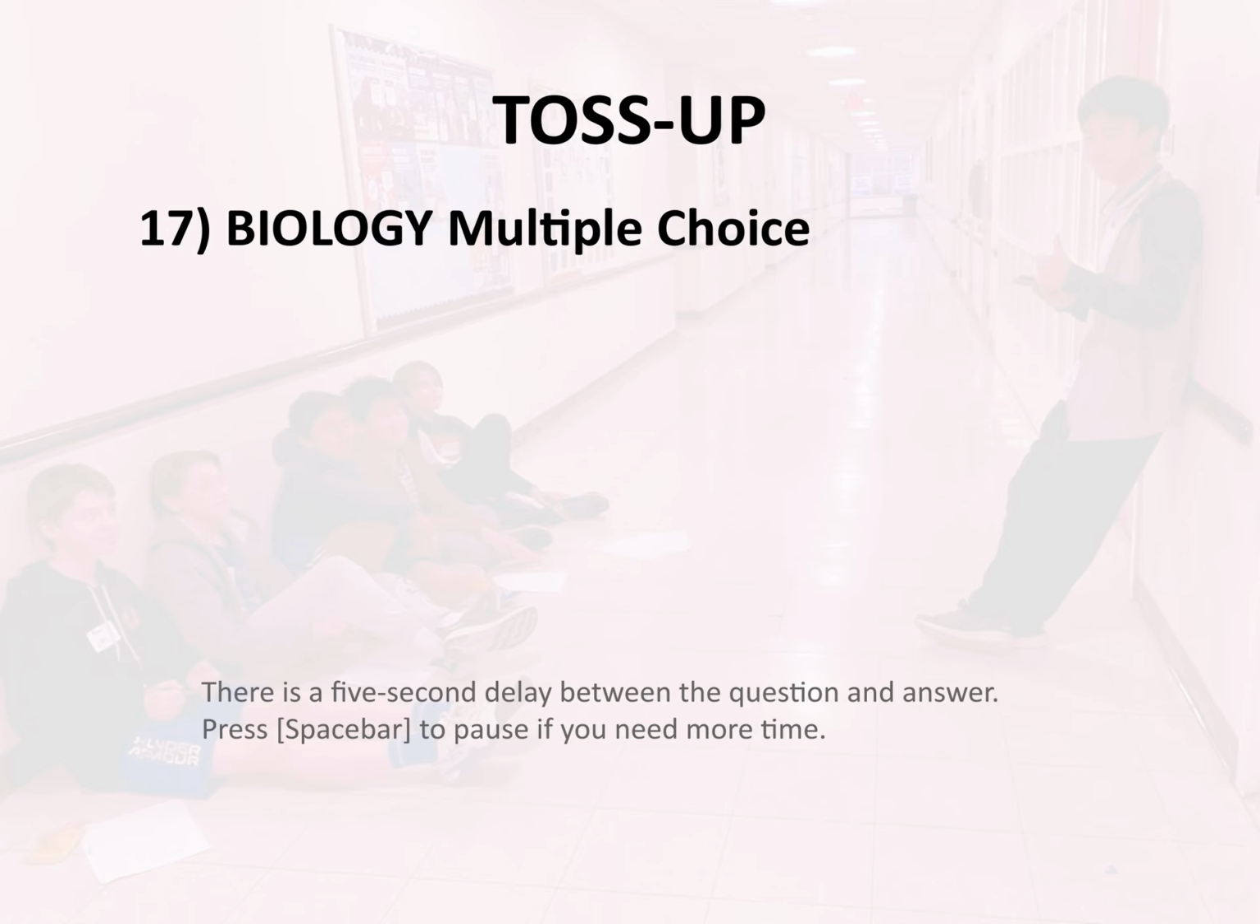Toss-up 17. Biology. Multiple choice. Which of the following animal respiratory pigments does not contain iron? W. Hemoglobin. X. Hemerythrin. Y. Myoglobin. Z. Hemocyanin.